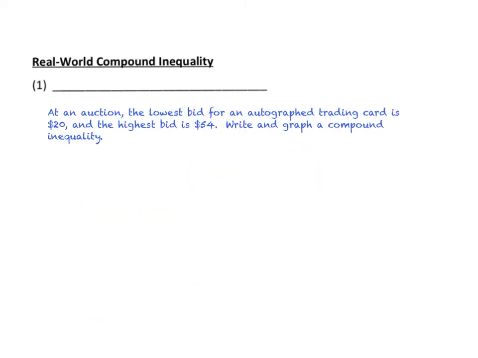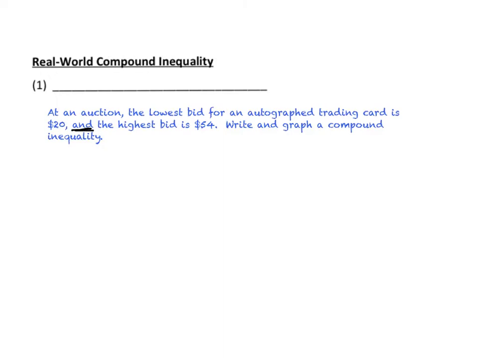We now transition real quick to translating a word problem to a compound inequality. So here we have, and you don't have to write this in your notes, just read. At an auction, the lowest bid for an autographed trading card is $20, and the highest bid is $54. Write and graph a compound inequality. So first thing you want to recognize is whether you need "and" or "or." Because it says "and," you know that this will be an intersection.